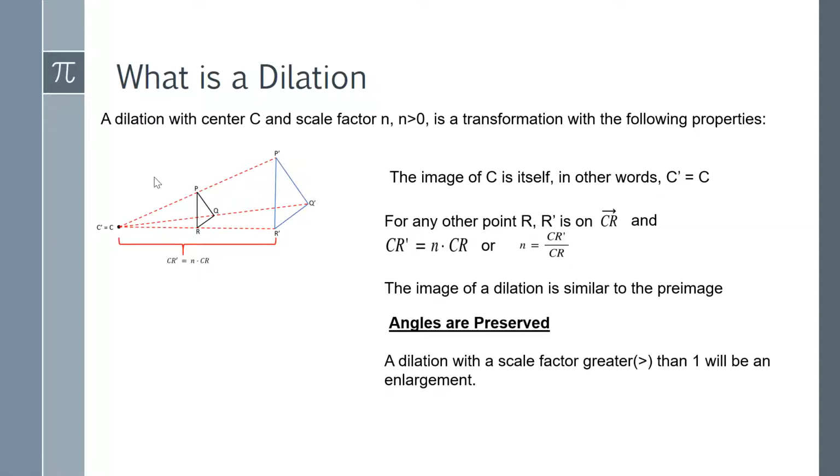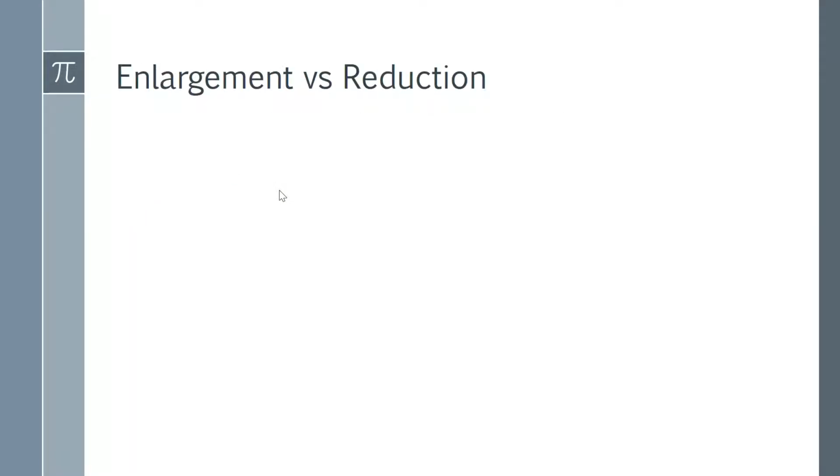A dilation with a scale factor greater than 1 will be an enlargement, which is what this is. This is an enlargement, so the scale factor here will have to be larger than 1. And if you have a scale factor that is less than 1, it will be a reduction. So let's take a look at an example of an enlargement and a reduction.